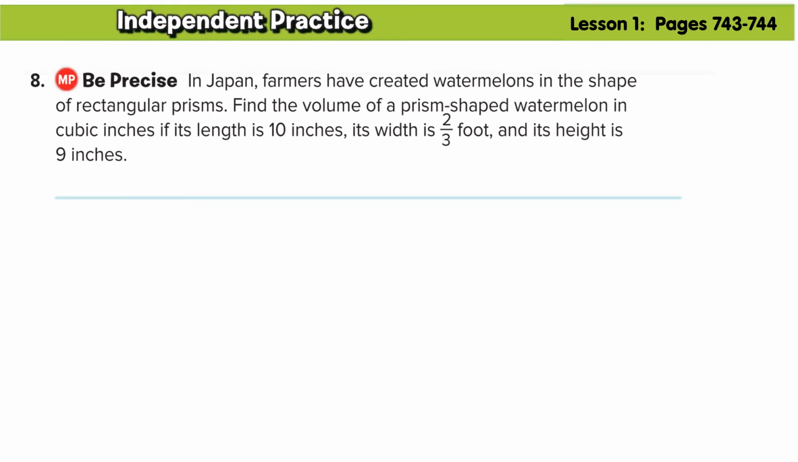All right, question 8. Be precise. In Japan, farmers have created watermelons in the shape of rectangular prisms. Find the volume of a prism-shaped watermelon in cubic inches if its length is 10 inches, its width is 2/3 of a foot, and its height is 9 inches.